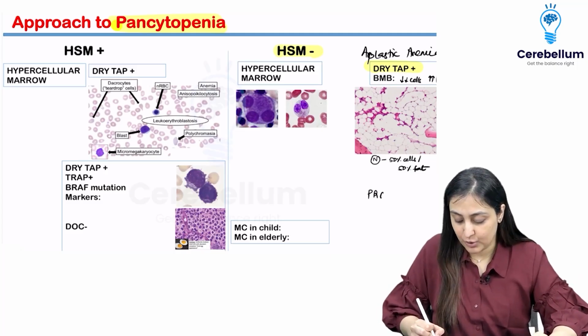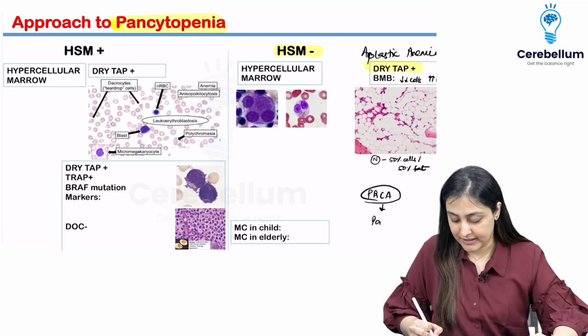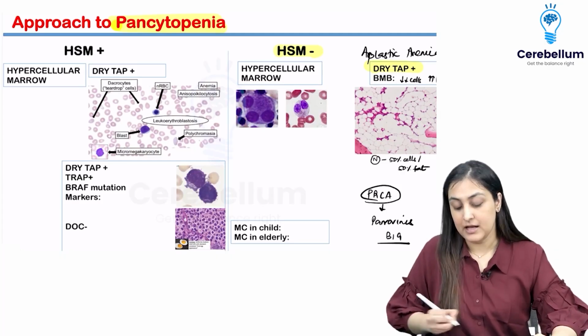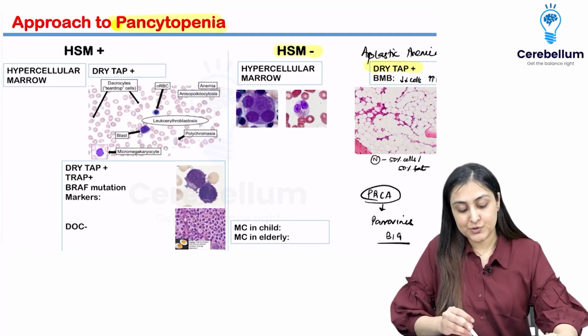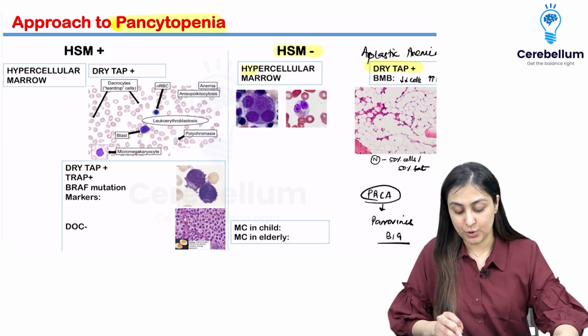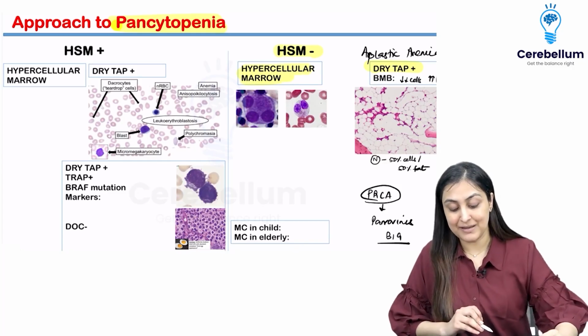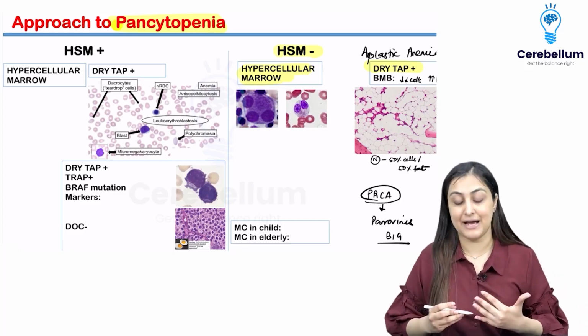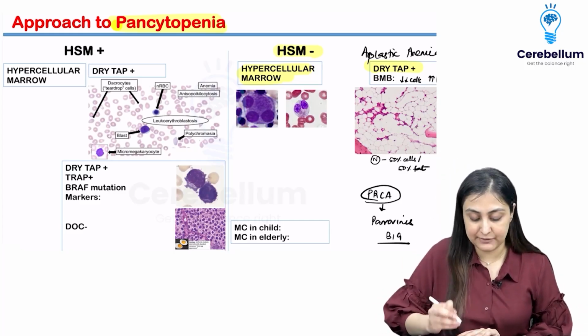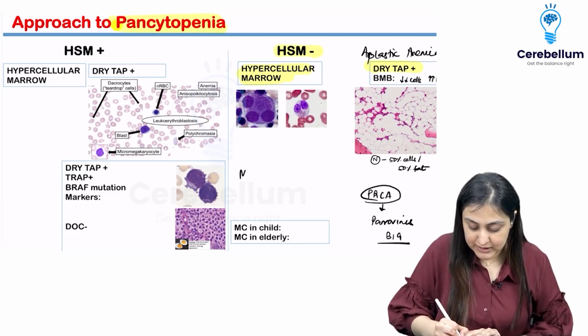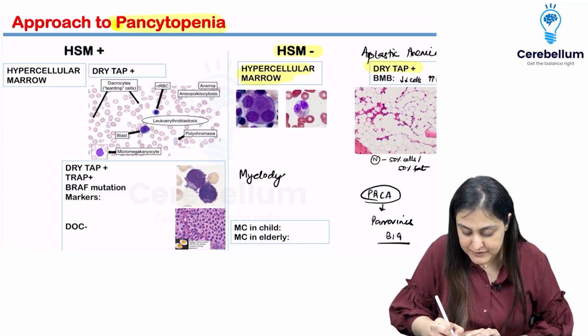Also remember pure red cell aplasia, that is related with parvovirus. Alright, so parvovirus B19 can lead to a pure red cell aplasia. Now, if you see that hepatosplenomegaly is not there and instead of an empty marrow, you are having a hypercellular marrow, you are having these abnormal cell forms. What is the diagnosis? We are dealing with a case of myelodysplasia.